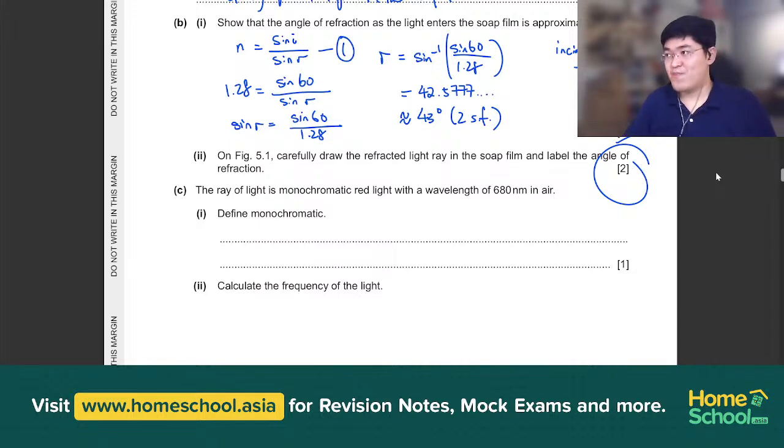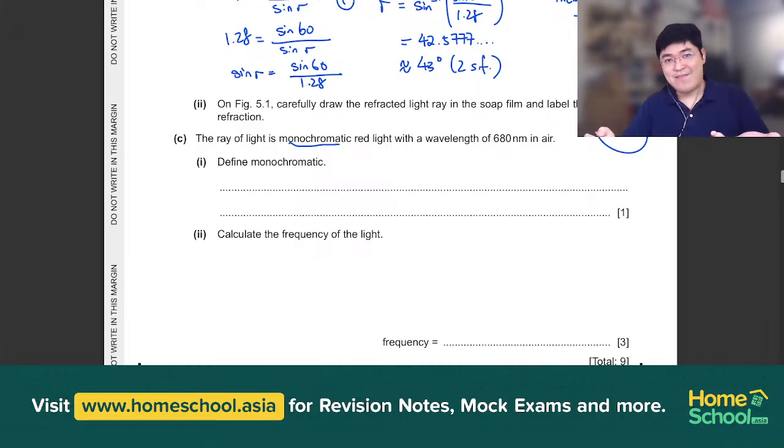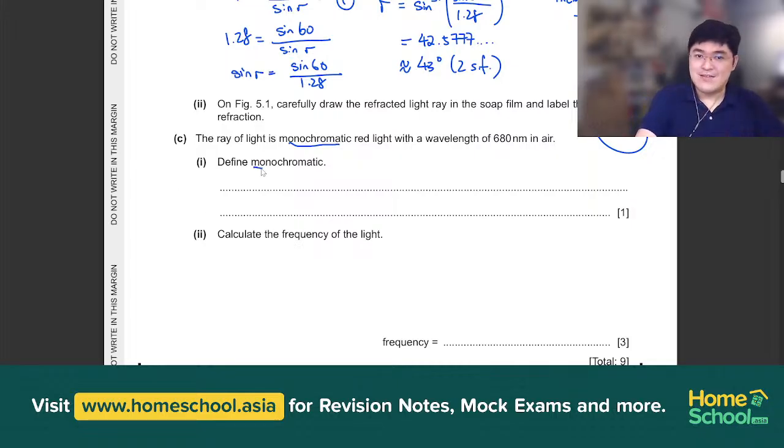And now let's go to part C. C is very straightforward. The ray of light is monochromatic. Okay, monochromatic is the key. Red light, and if a wavelength of 680 nanometers in air. So what exactly is monochromatic? This is very, very straightforward. Mono means single, chromatic means color. So, and in science term, it means a light of a single frequency or a single color, right, in English.